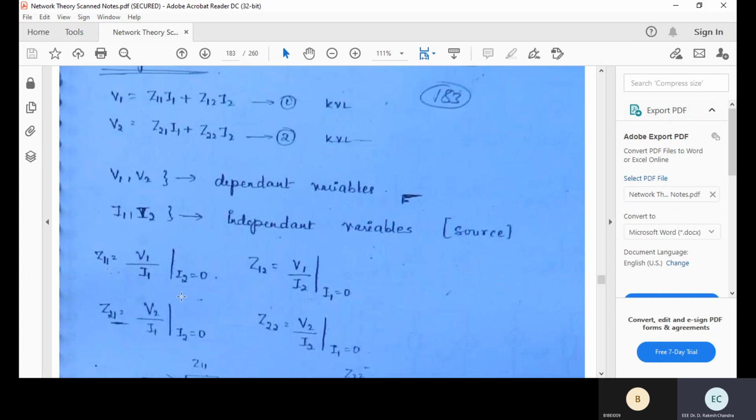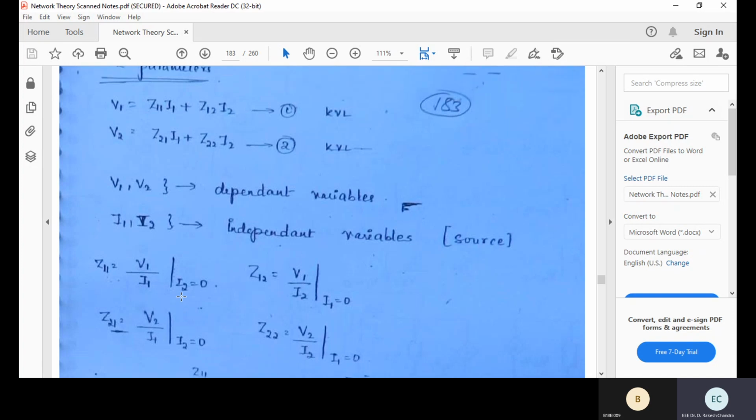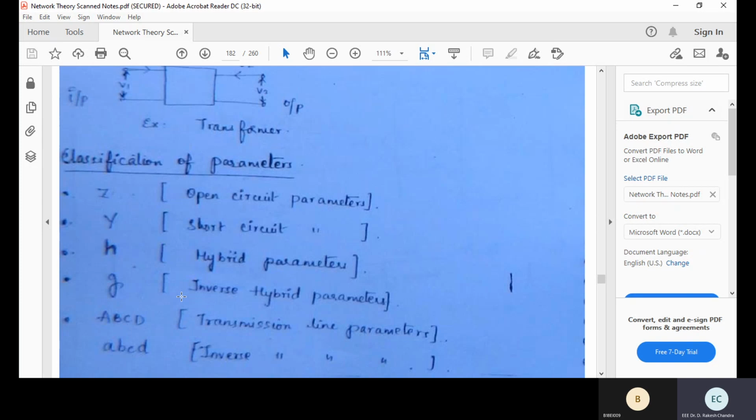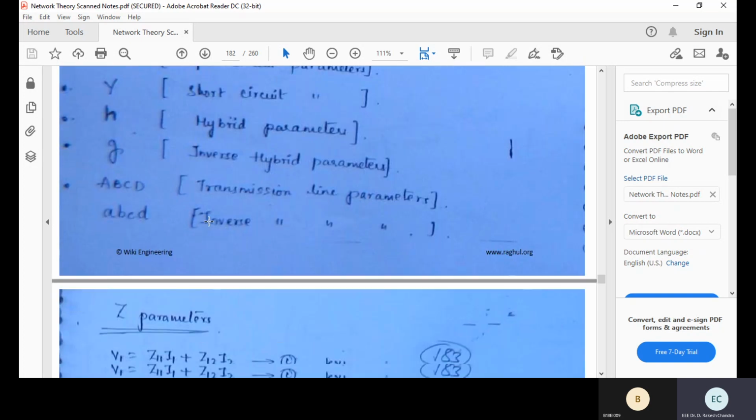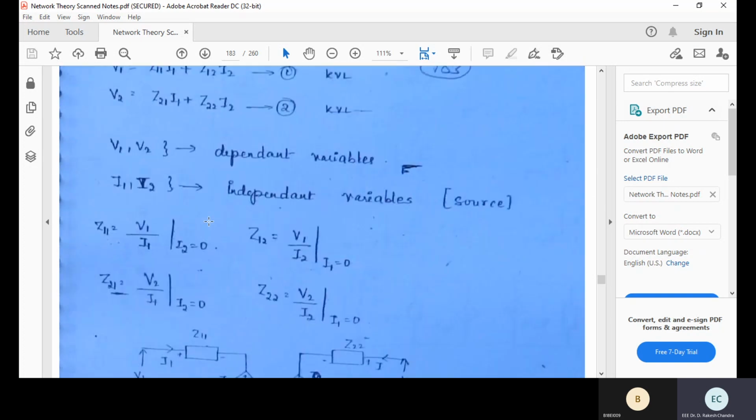What do you mean by I2 is equal to 0? The secondary terminal is open circuited. See, I1 is on the primary side, I2 is on the secondary side. I1 means the front side or the primary side, I2 means the secondary side. If I2 is equal to 0, the secondary is open circuited.